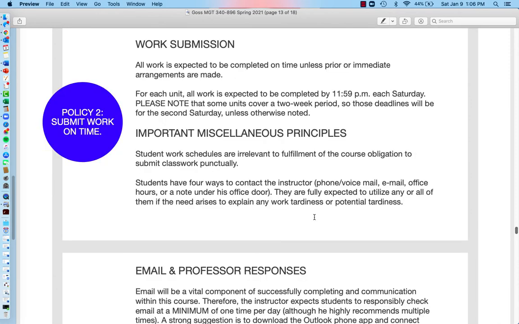Policy number 2. All of your work is expected to be completed on time unless you make some sort of prior arrangement with me or an immediate contact to me and say, hey, I was in a car wreck this past week. I'm just now out of the hospital. Can I make up the work that I missed? No problem on that. We'll figure out a way. I'll work with you until we get it resolved to your satisfaction and mine. But again, you've got to complete the work by 11:59 p.m. each Saturday outside of any extenuating circumstances and get that in on time. It's just that simple. If you're having problems, let me know.